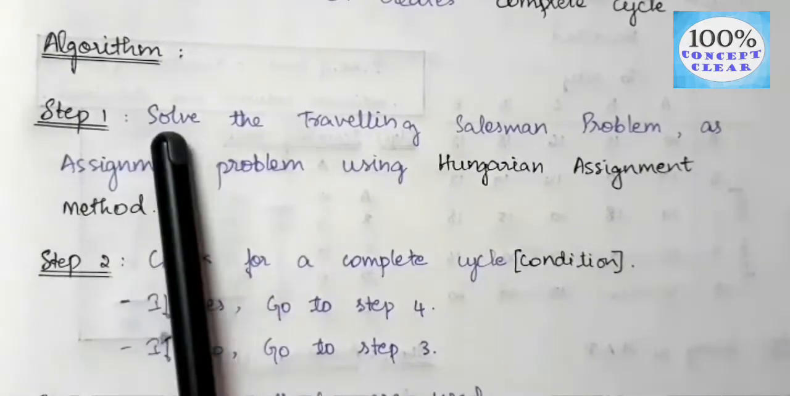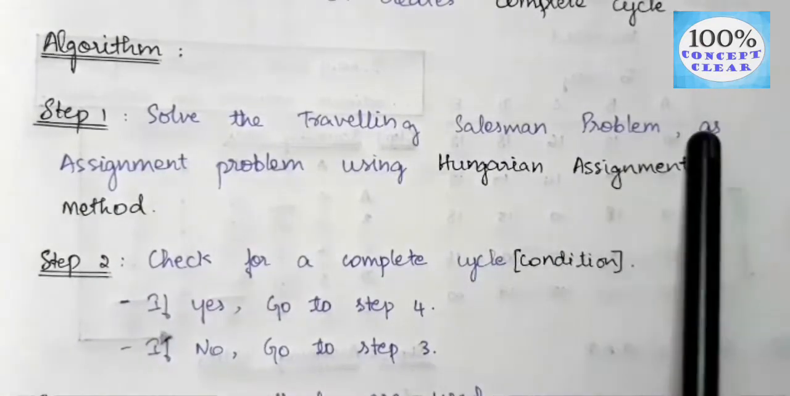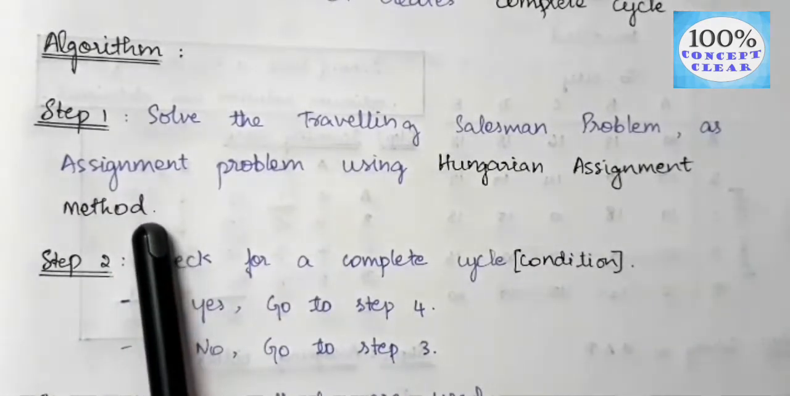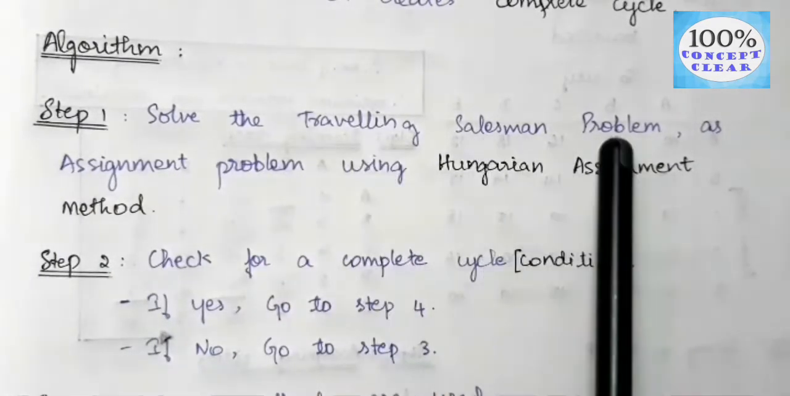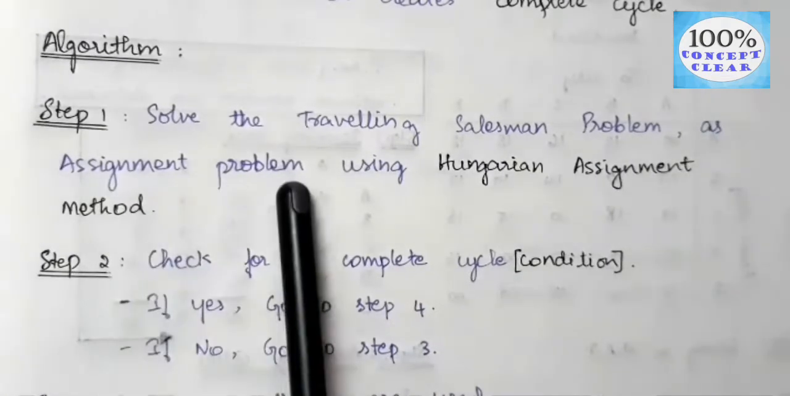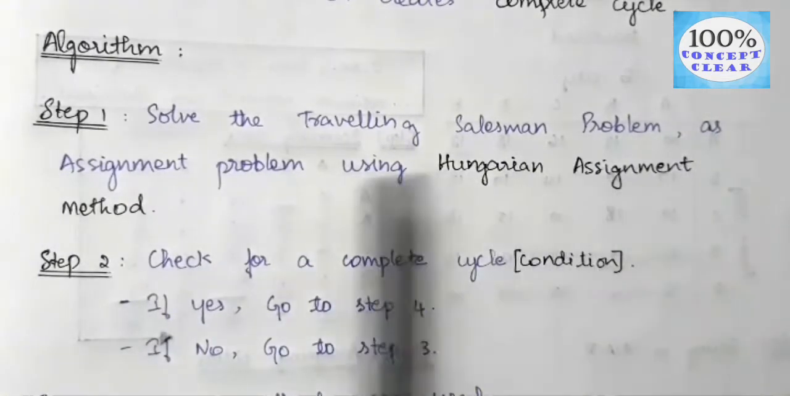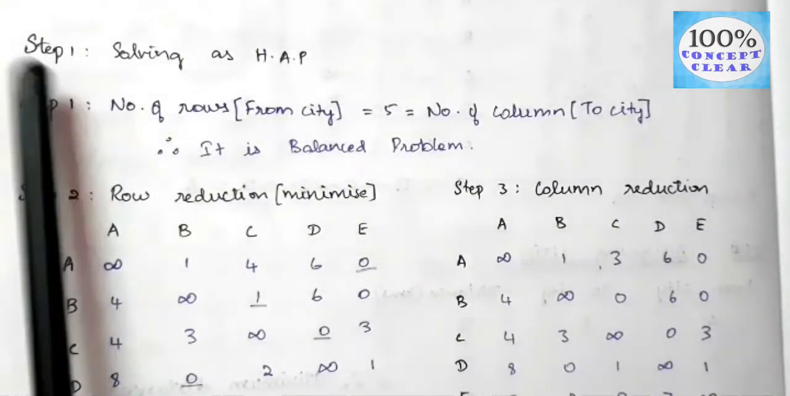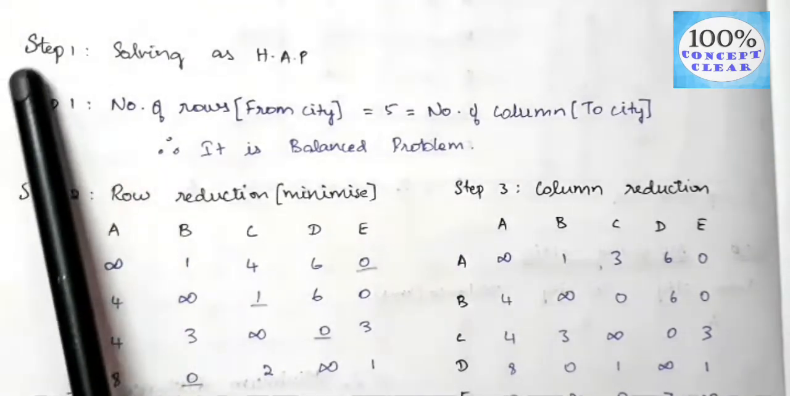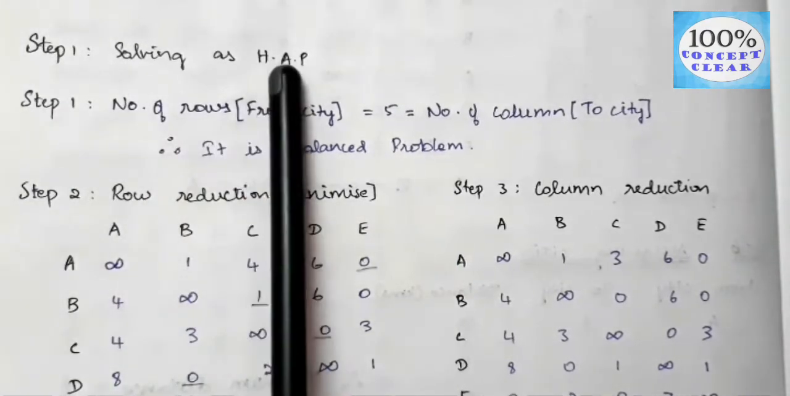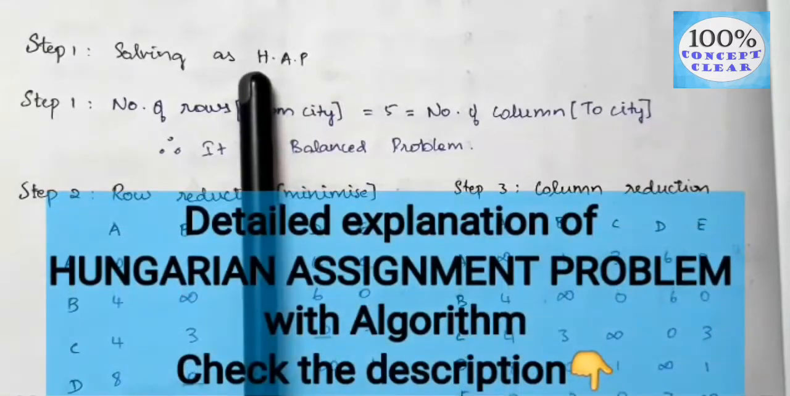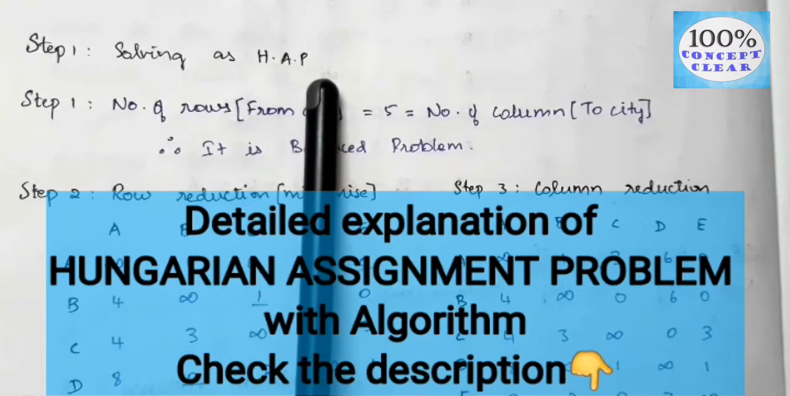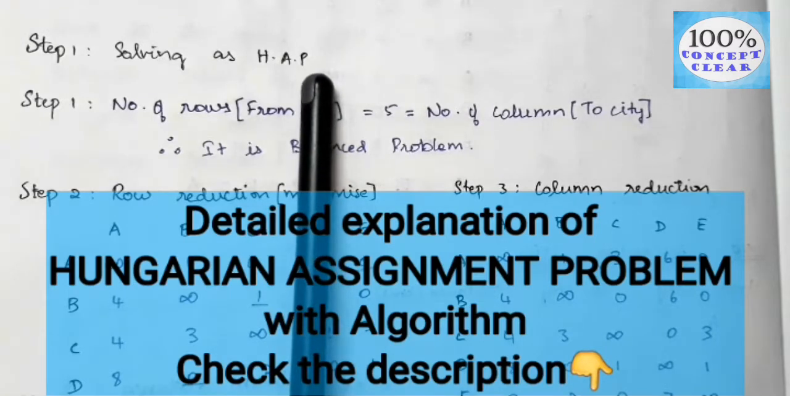Algorithm step 1. Solve the traveling salesman problem as an assignment problem using Hungarian assignment method. So now we are going to solve the traveling salesman problem just like the assignment problem by using the Hungarian assignment method. So the first step in the traveling salesman problem is we have to solve the sum just like the assignment problem by using the Hungarian assignment method. I have already uploaded the detailed explanation of Hungarian assignment problem with algorithm. Link is available in the description box.